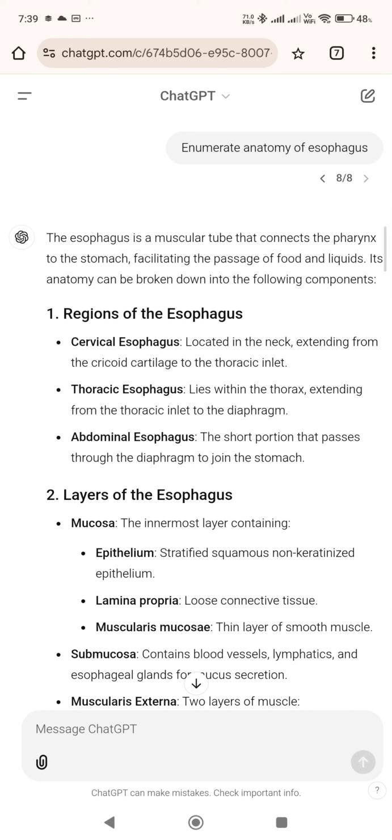The esophagus is a muscular tube that connects the pharynx to the stomach, facilitating the passage of food and liquids. Its anatomy can be broken down into the following components. 1. Regions of the esophagus.